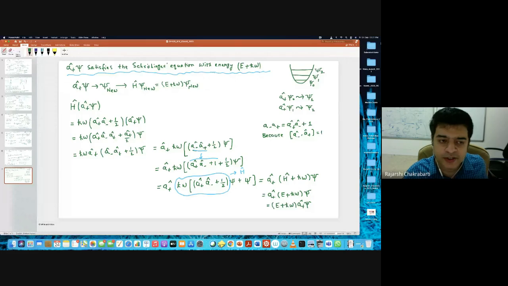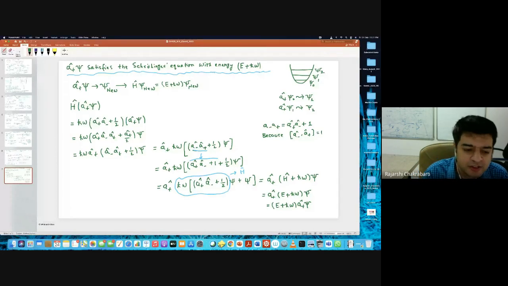So it basically tells you that if A plus operates on psi, it gives you a new wave function which has the eigenvalue with the Hamiltonian as E plus H cross omega. So it actually raises the function, isn't it? That's why it is called the raising operator.